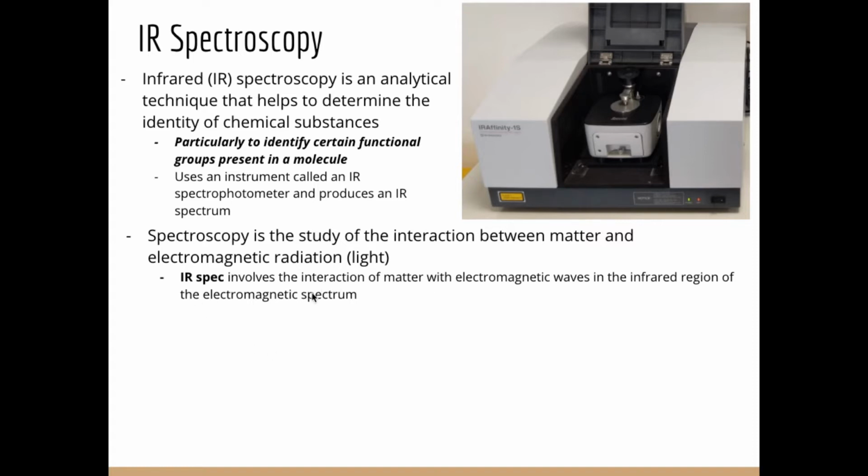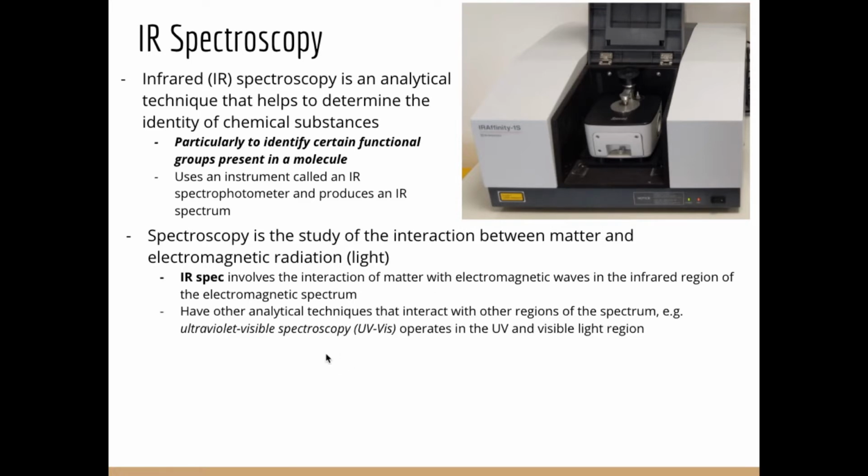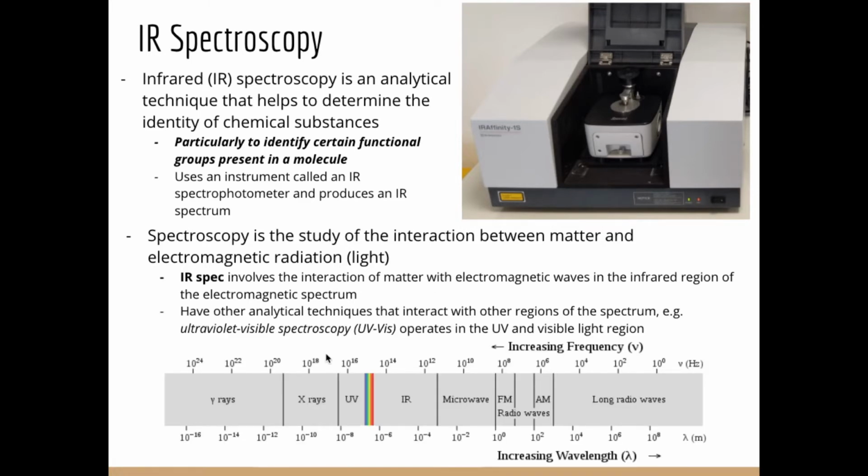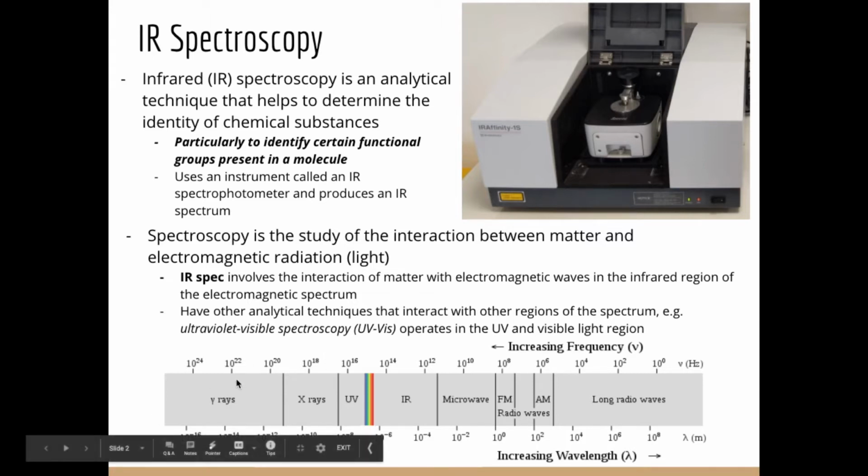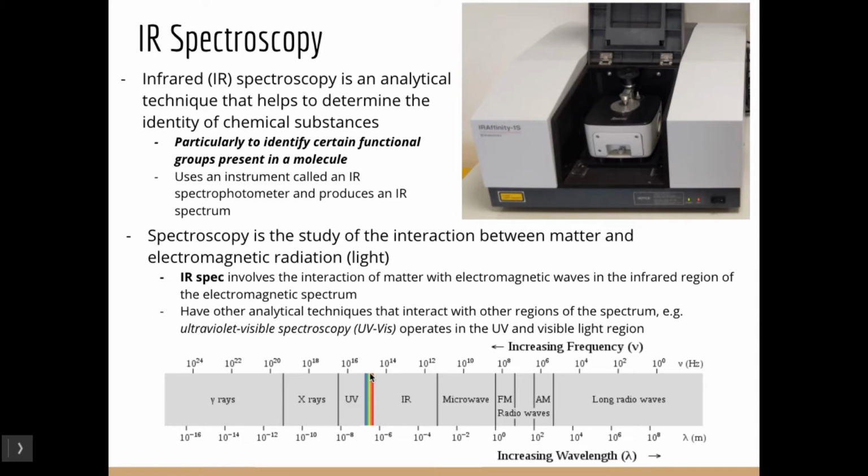So IR spec, as you might be able to guess from the name, involves the interaction of matter with the electromagnetic waves in the infrared region of the electromagnetic spectrum. So the electromagnetic spectrum, as we dabble into a tiny little bit of physics here, is all the possible wavelengths and frequencies that we can have of light. Now, our visible light spectrum is this small little sliver of it. That's all that we see as human beings.